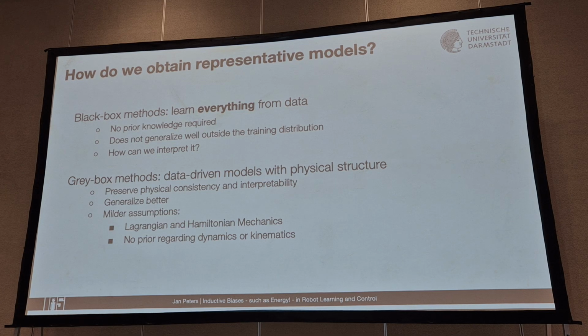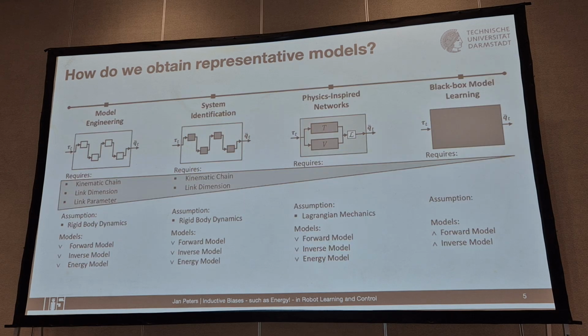And for that reason, I think we really have to focus on gray box models, because we want to be better than anything which physics can deliver, but at the same time we want to preserve the physical consistency and the interpretability, we want to generalize better, and ideally we want to put in very, very mild assumptions. So for example, you could put in differential Newton-Euler as an assumption, or you could put in Lagrangian and Hamiltonian mechanics as an assumption. And if you're really, really lucky, you need very little prior knowledge regarding your dynamics and your kinematics. So let's have a quick look here.